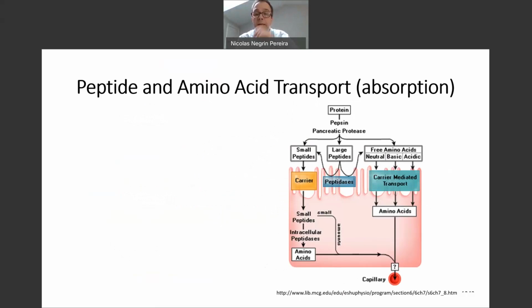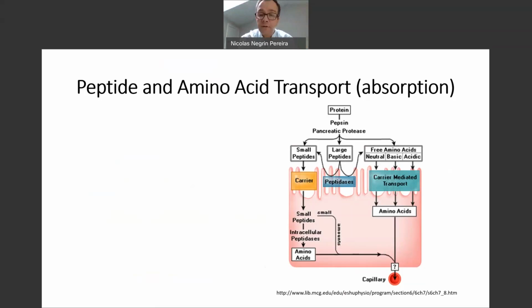And this is a diagram I like very much because it's very simple, but it's very complete, and it shows you how we start with the protein and the action of pepsin and pancreatic proteases forming small peptides which have their own carriers, and they're going to be internalized into the intestinal cells. And there are some intracellular peptidases that are going to be in charge of breaking down those small peptides into the basic amino acids. And of course, they're going to be ready to be absorbed from the basal side of the intestinal cell into the capillaries.